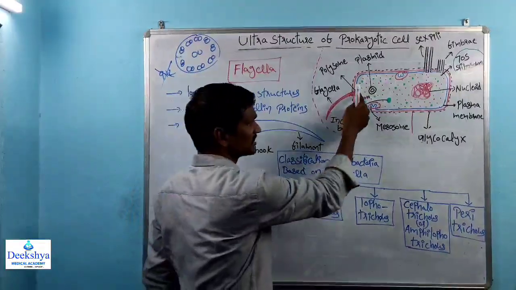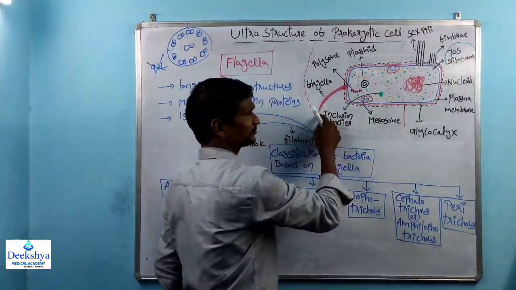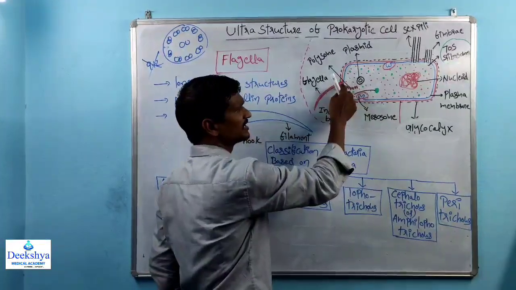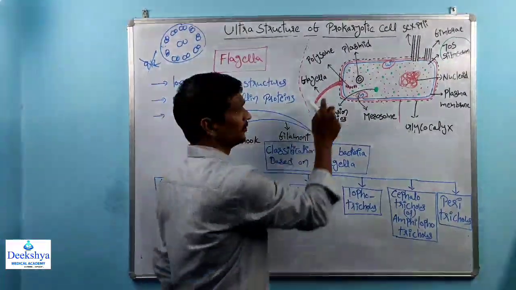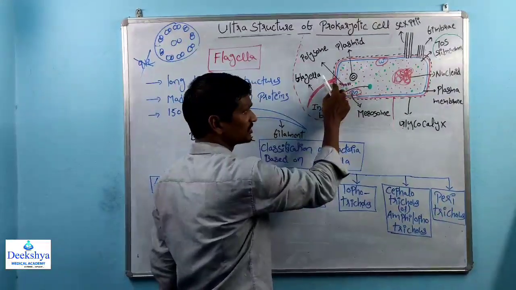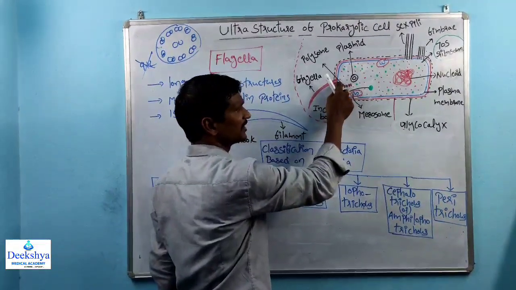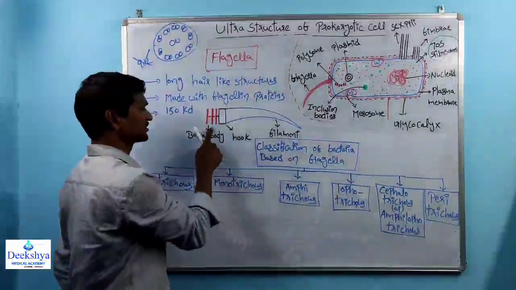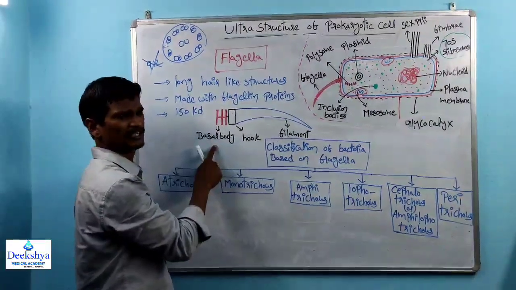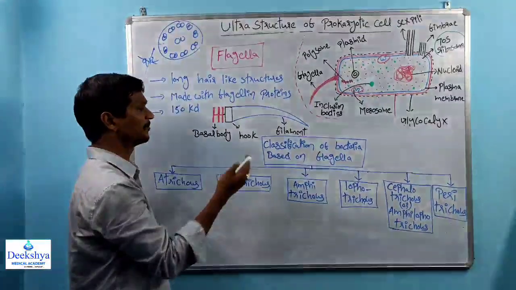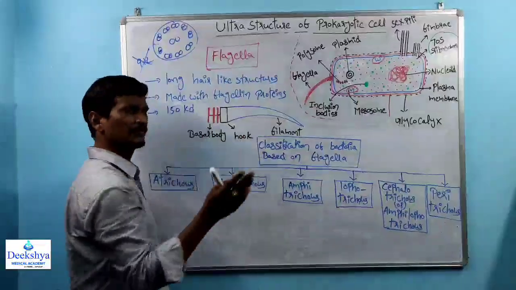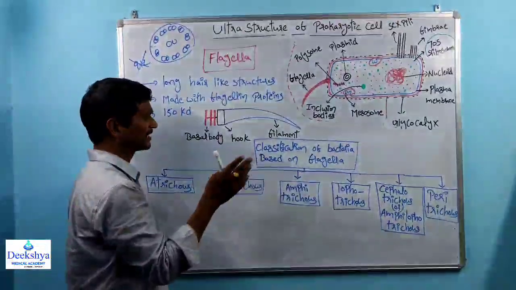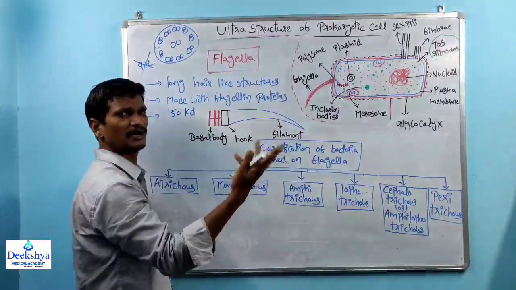Suppose this is the flagella structure. Within the cell wall and cell membrane, there are plate-like structures. Those plate-like structures are called the basal body. Generally 2 plates are there in some bacteria, and in some bacteria 3 plates are there. So depending upon the bacteria, the number of plates varies.